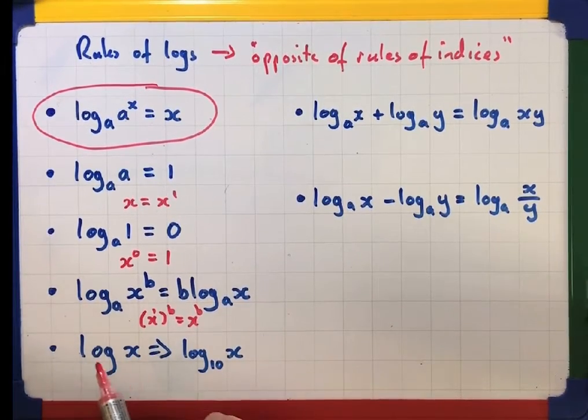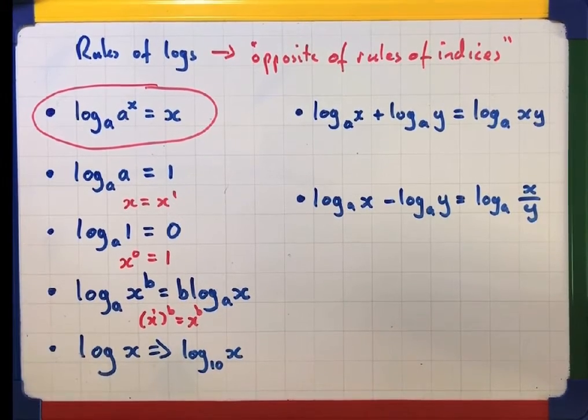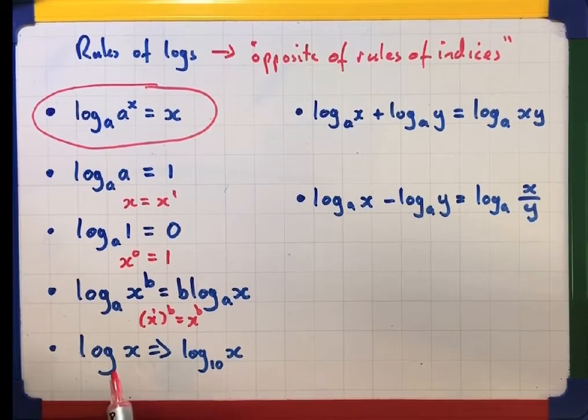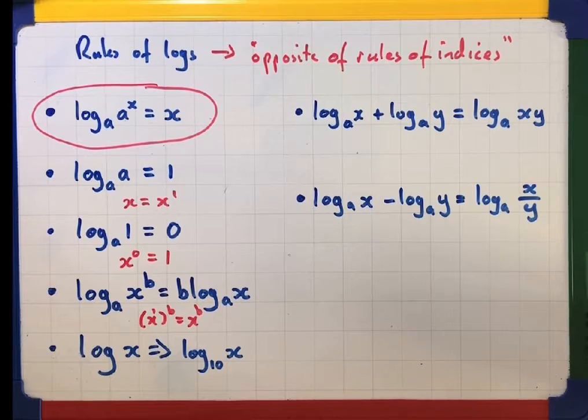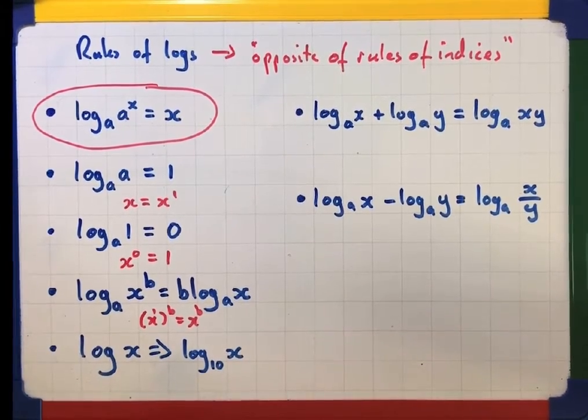A little rule: if they write log, they really mean log to the base 10. If you look on your calculator, you'll see there's log written there. That is log to the base 10. We'll do more on that later, but if they say log, they mean log to the base 10. There is one other special base that we'll look at later, but that's getting beyond the point.